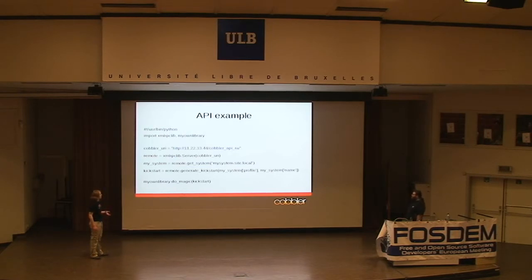I've taken this from a small script a colleague of mine wrote to generate a Nagios configuration from a system stored in Cobbler. In this example, my own library's do_magic would look at that generated kickstart, find the partitioning bits in the rendered kickstart, and then create checks for disk space, for example. So in my kickstart, I can see I'm creating a partition for root, a partition for /var, a partition for log files. With this function, I can generate Nagios checks for those systems, for example.